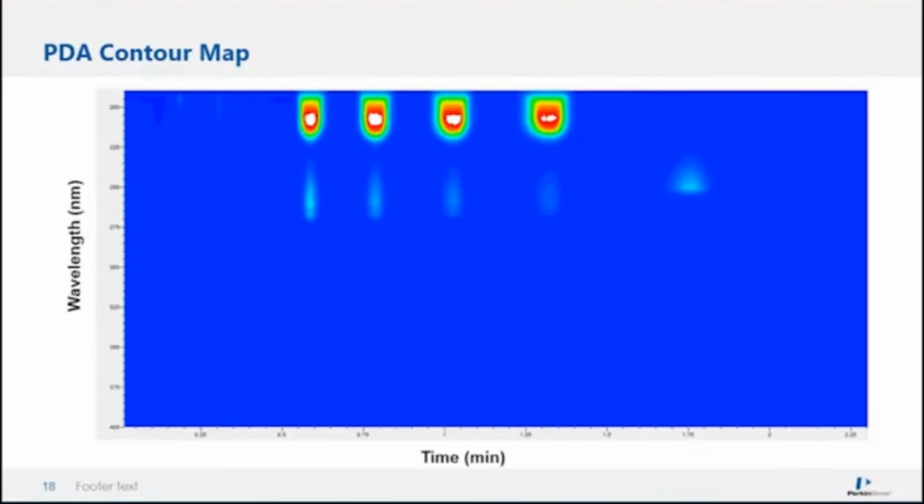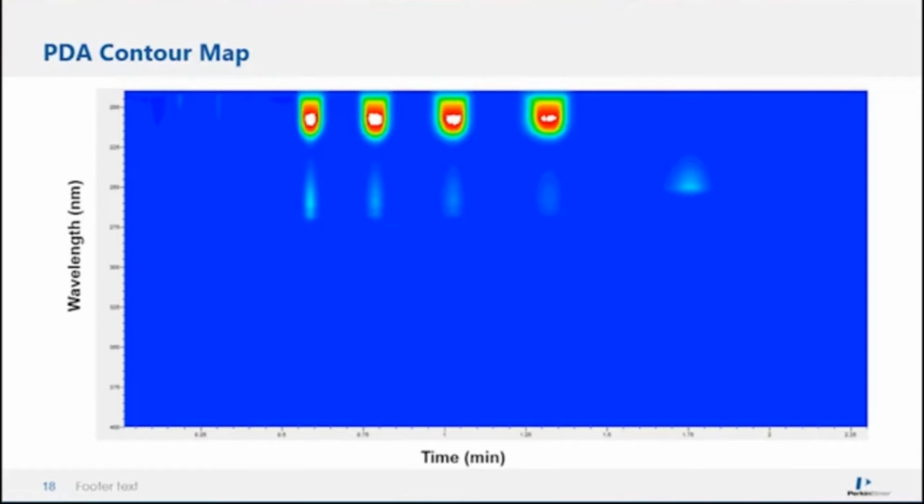So this is what a PDA contour plot, or a contour map, looks like. It is a two-dimensional representation of three-dimensional data. On the x-axis is time, the y-axis is wavelength, and the third axis is represented by color, which is the signal of the detector, with a gradient of blue to red from low to high, respectively.